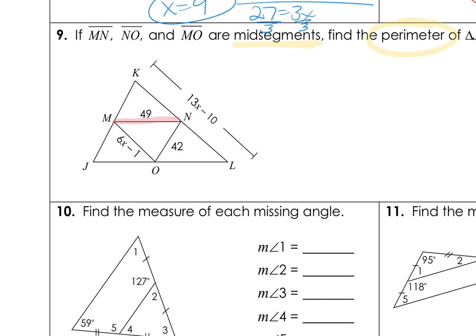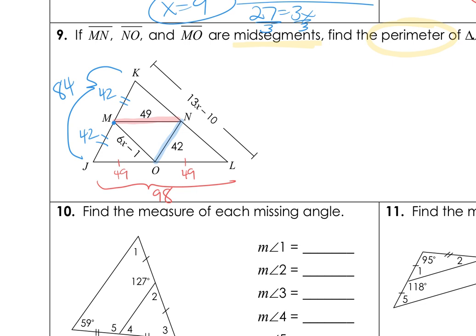So if M to N is 49, I know that that's 49 and that's 49. And I could add that together, 49 plus 49, or do 49 times 2 and get 98. I'm also going to do that for this side that we know. NO is 42. So I know on this side, this one would equal this one, 42 and 42. And we can go ahead and add that together. 42 and 42 is going to give me 84.